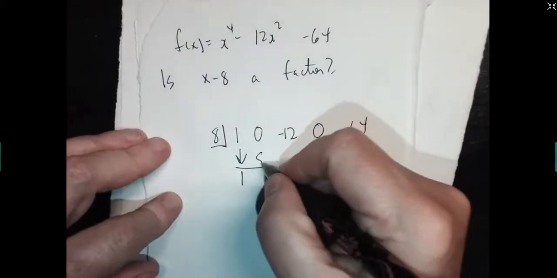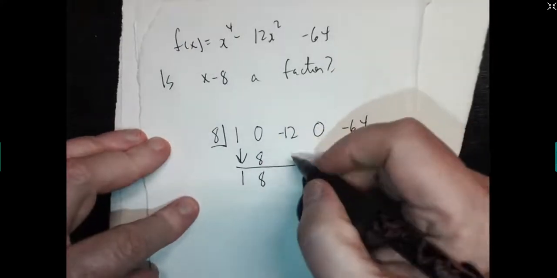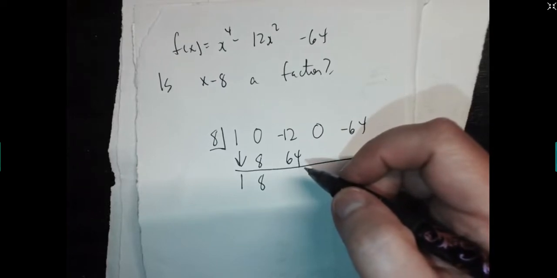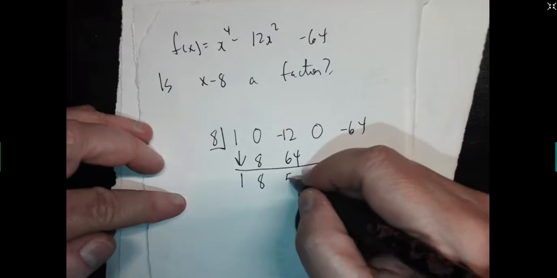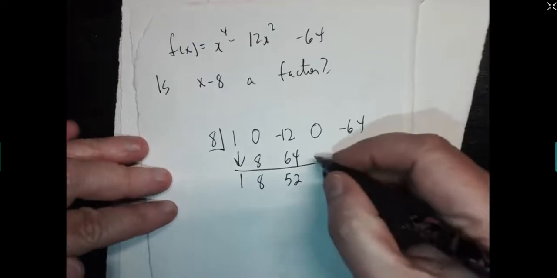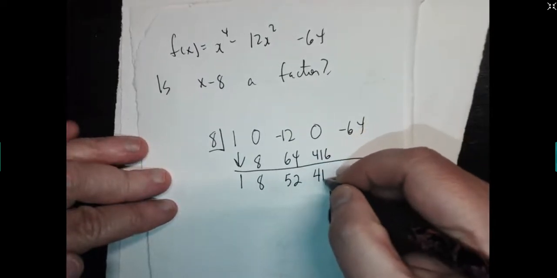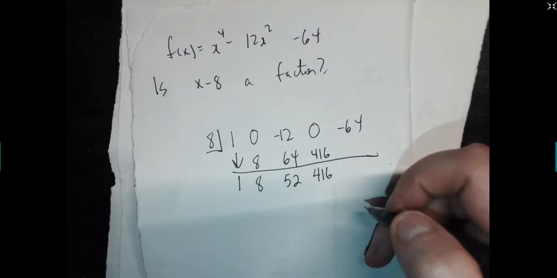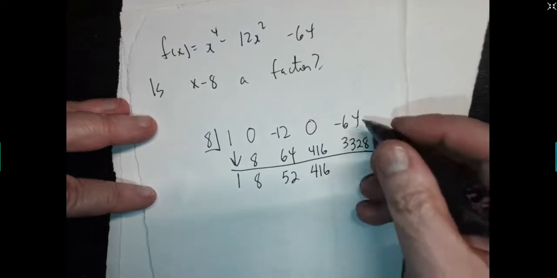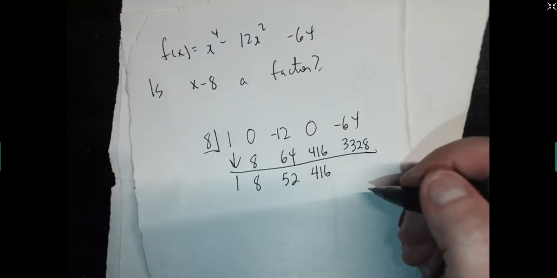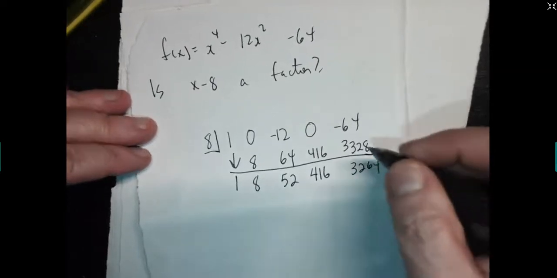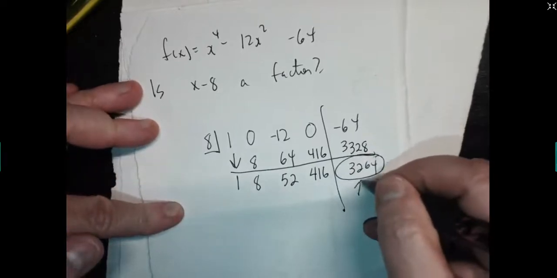And so I get the ball rolling this way. 1 times 8 is 8, and I add. 8 times 8 is 64, and then we add. So negative 12 plus 64 is 52. 52 times 8 is going to be 416, and then we add. And 416 times 8 is going to be that. And then we add, which is negative 64 plus 3328. And so this is my remainder.